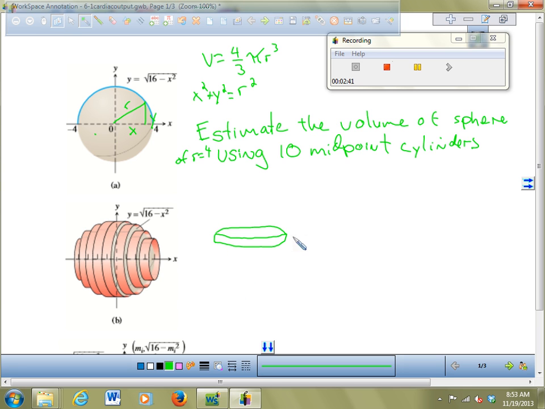Why are we not plugging 4 into the volume equation? Because we're using calculus to estimate. We don't know that formula yet.